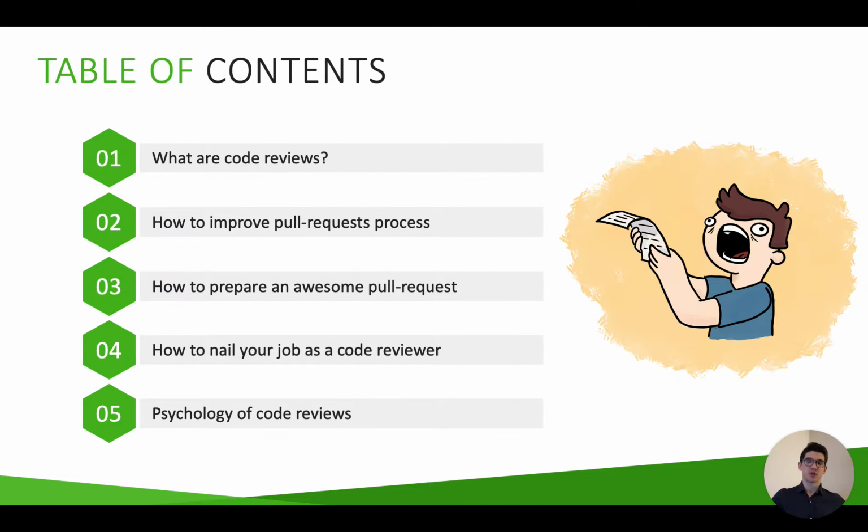So let's jump to the table of contents. First of all, we'll talk about what is code review, to make common ground, so when I say pull request or code review, we have the same understanding. After that, we will talk about how to improve the code review process, what kind of best practices in general you can apply. And after that, we will go to a bit lower level and see how a person who creates a code review, who creates code, can make this process a bit easier and nicer. And then we will talk about how to nail your job as a code reviewer, as someone who reviews the code.